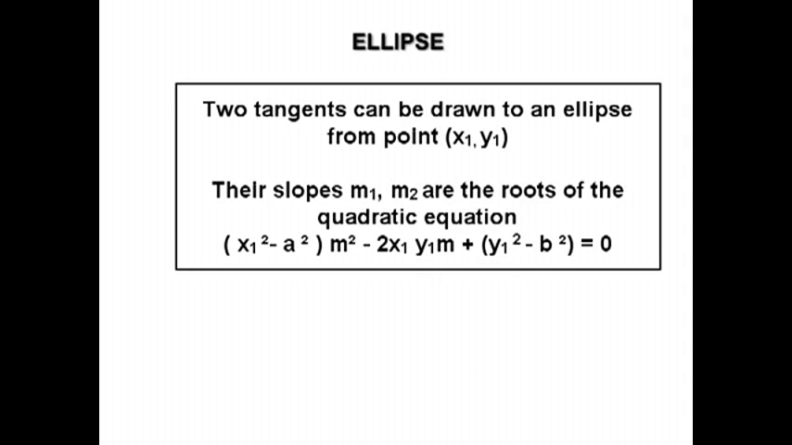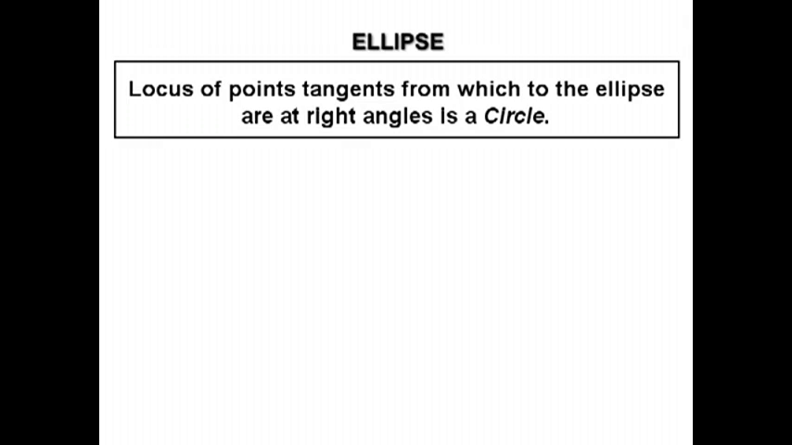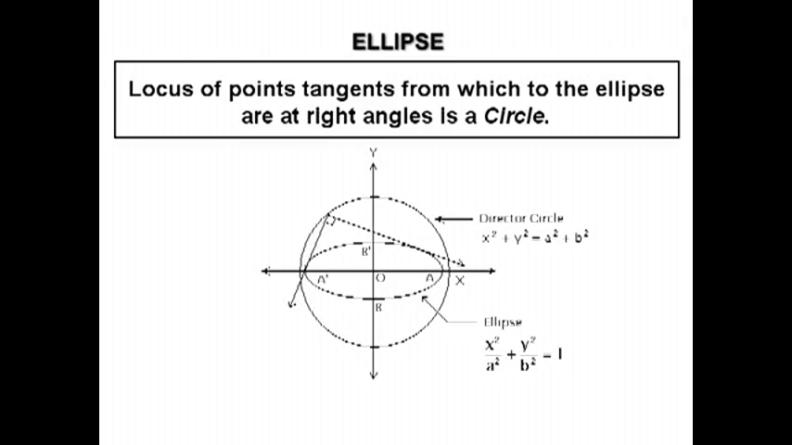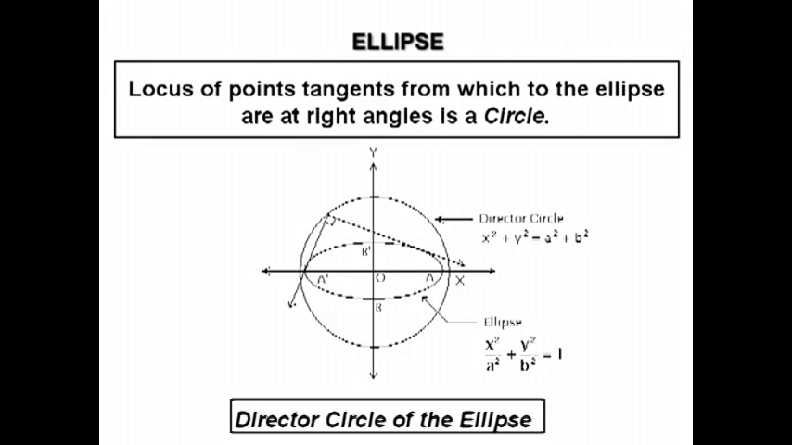In general, two tangents can be drawn to the ellipse from a point (x1, y1) in the same plane. Their slopes are roots m1, m2 of quadratic equation (x1 square minus a square) m square minus 2x1 y1 m plus (y1 square minus b square) equal to 0. The locus of points, tangents from which to the ellipse are at right angles, is a circle whose equation is x square plus y square equal to a square plus b square. It is called as director circle of the ellipse.